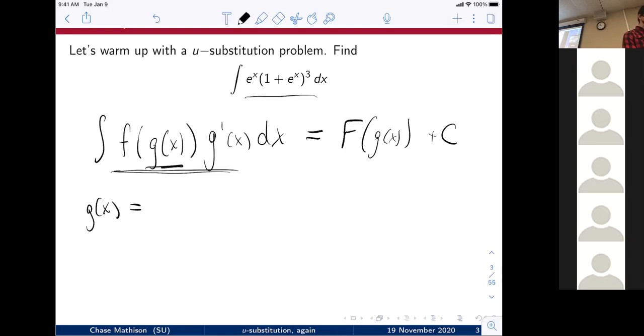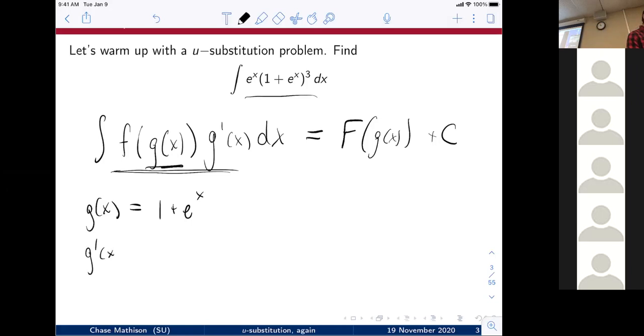Well, hopefully it's inside some other function that is relatively easy to find the indefinite integral of, right? So is there a function in here that looks like it's inside some other function? 1 plus e to the x. Very good. So I'm going to make the guess. And again, with u-substitutions, sometimes the guess is obvious and it's going to be right. Sometimes you're making a guess and you don't know if it's going to give you what you want. And that's fine. Integration is hard. Integration in general is much harder than differentiation. Okay. So I'm going to guess g of x is 1 plus e to the x.